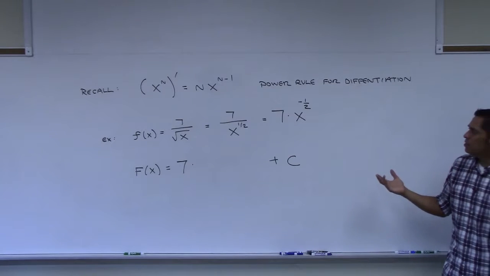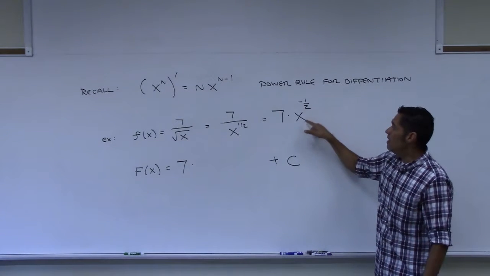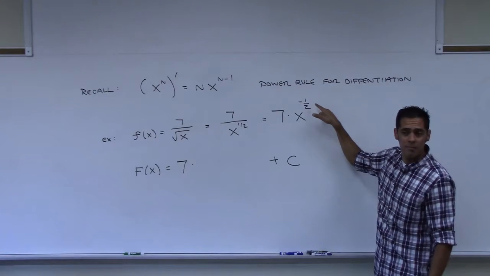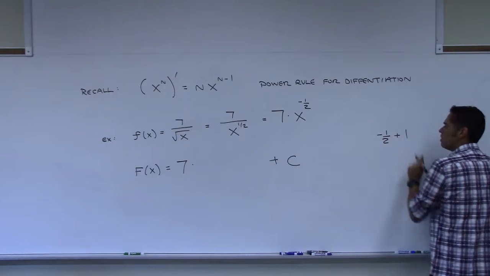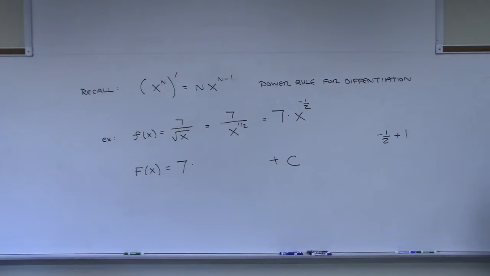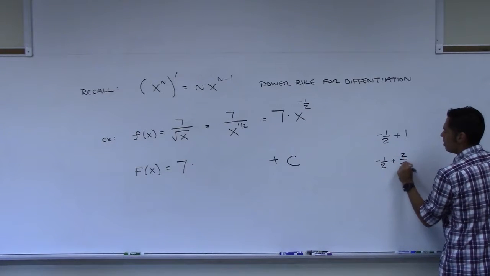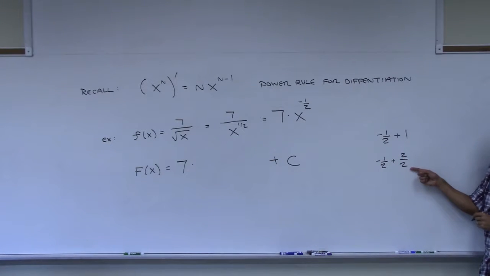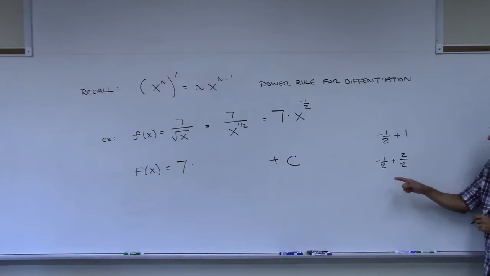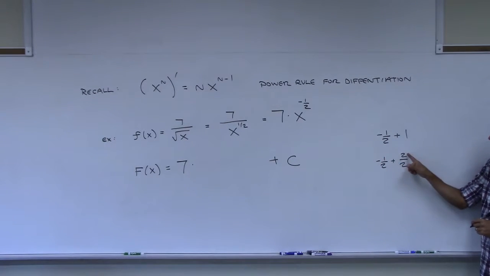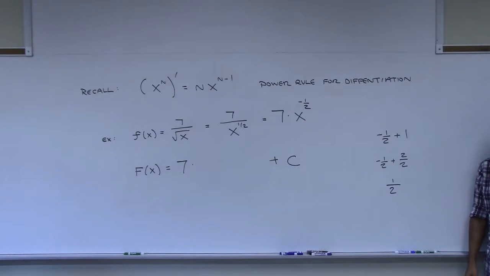And now what I need to do is figure out what the power on this is going to be. I need to add 1 to that, don't I? So maybe I do that on the side. I do negative 1/2. I need to add 1 to that. So if you're going to add those two together, you have to get a common denominator. So you have to rewrite 1 as 2 over 2, and then add these up. So what does this add up to be? You do negative 1 plus 2, so 1 on top and 2 on the bottom. You get a half.